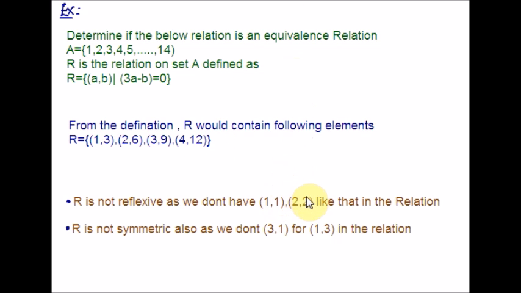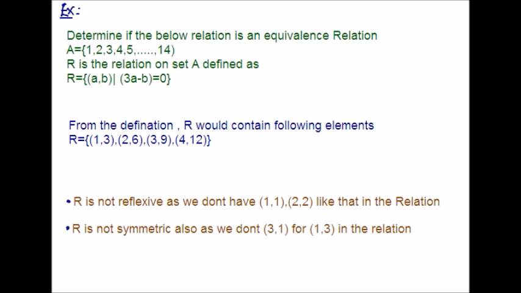Okay, now let us check whether the transitive property is satisfied or not. Transitive means if (A, B) belongs to R and (B, C) belongs to R, then (A, C) should belong to R. Let me take these two, (1, 3) and (2, 6). We don't have any relation, no? Okay, I'm going to take these two. So (1, 3) and (3, 9). If (A, B) belongs to R and (B, C) belongs to R, there is no (1, 9) here. So transitive is also not satisfied.